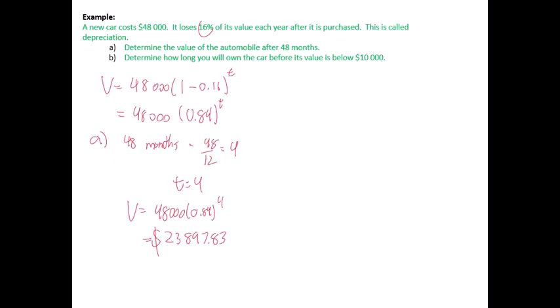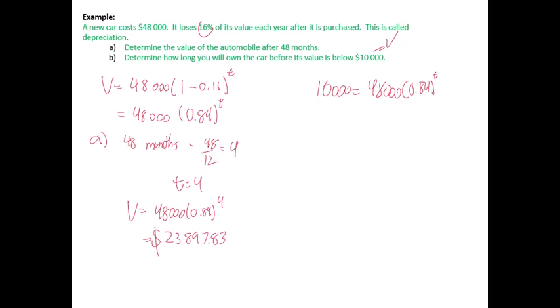Okay, now let's work with B here. B has a trick in it that we have to be aware of, something we haven't done before. In B, we want to know when the car is worth 10,000. So that's when V is 10,000. That means that 10,000 is equal to 48,000 times 0.84 to the power of t. We need to solve for t. Now here's the problem: t is in the exponent. We don't really have the methods yet to solve for that. So we are going to solve for it, and there's a trick that we're going to use that you're going to have to work with using a calculator here.